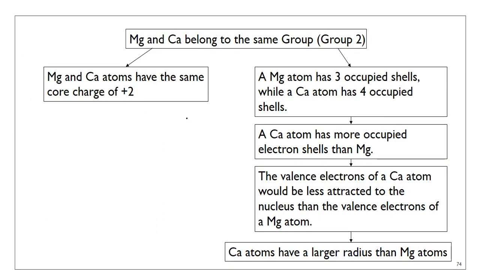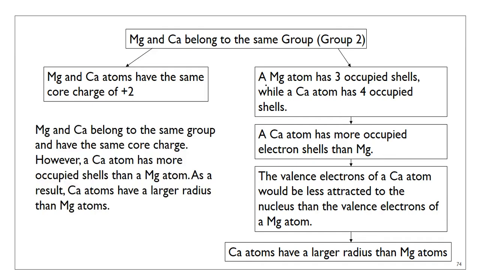Okay, so when we look at part A, magnesium and calcium belong to the same group, which means that they have the same core charge. So any difference is going to be due to the number of occupied shells. Even though they have the same core charge, magnesium has 3 occupied shells, while calcium has 4, which means the distance between the valence electrons and the nucleus would be larger in a calcium atom compared to a magnesium atom. So calcium atom will have a larger radius.